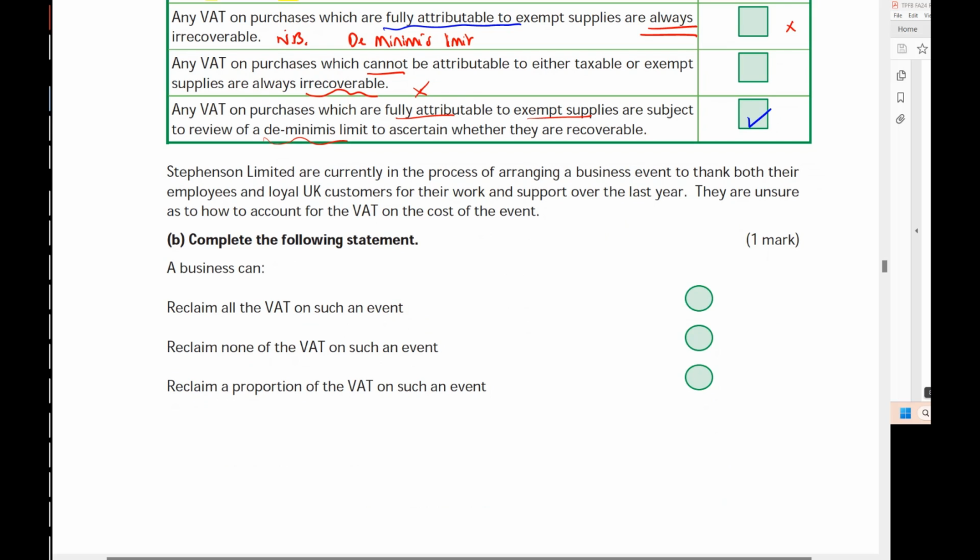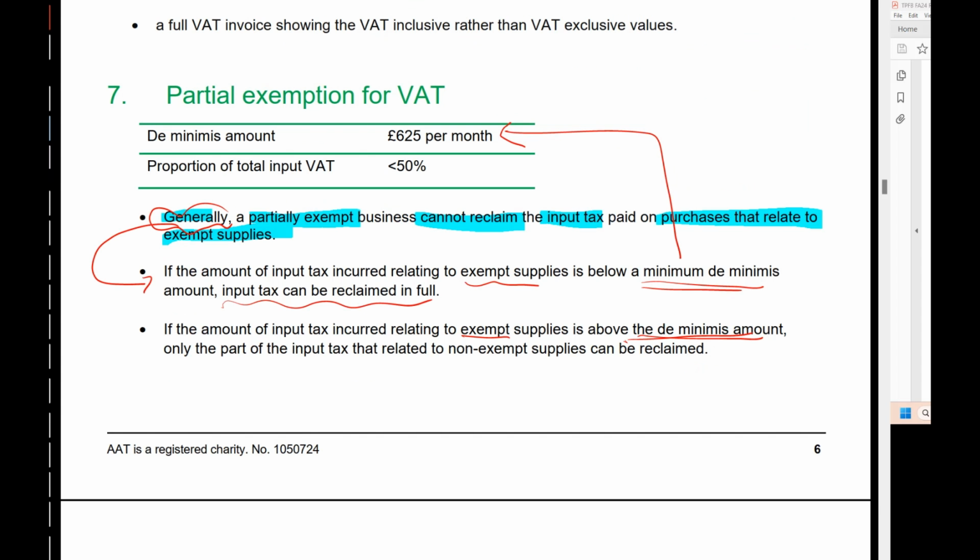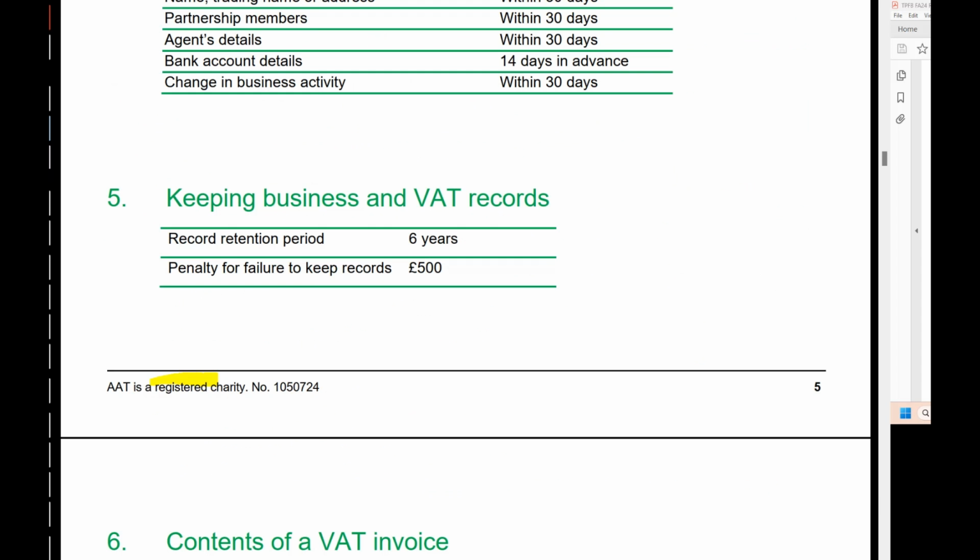Next, Stevenson are in the process of arranging a business event to thank their employees and loyal UK customers for their work and support. They're not sure how to account for the VAT on the cost of the event. Can they reclaim all the VAT? Again, you can use the reference material to help you.